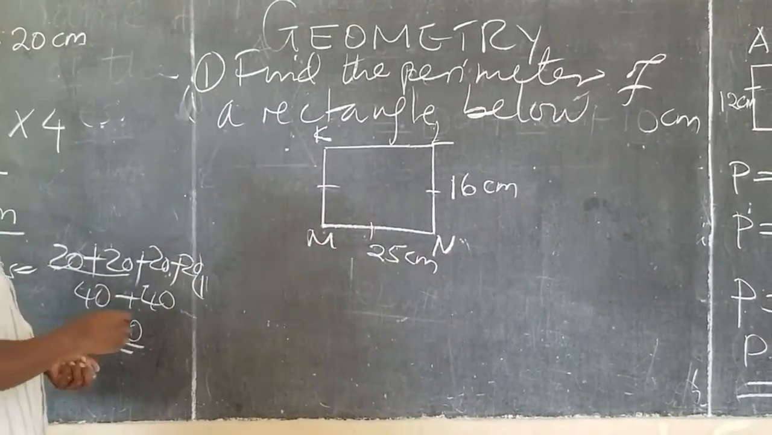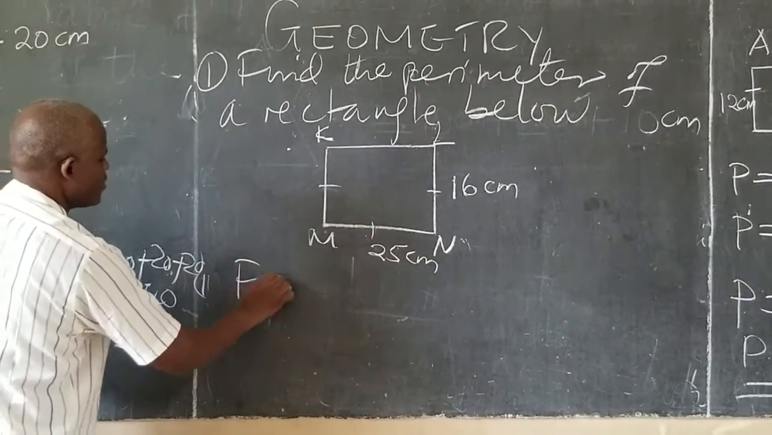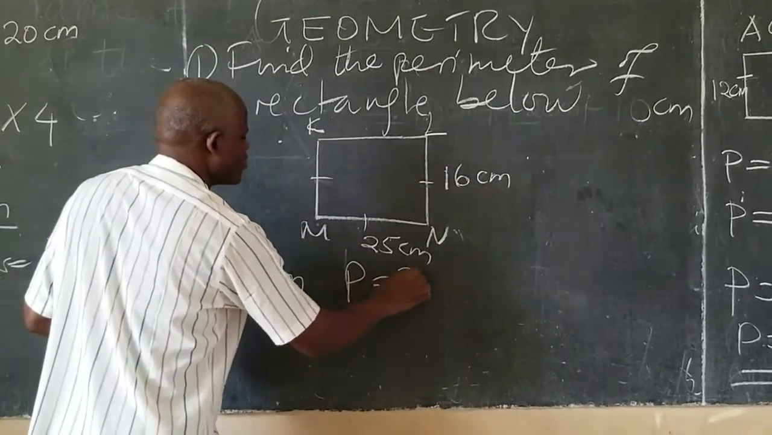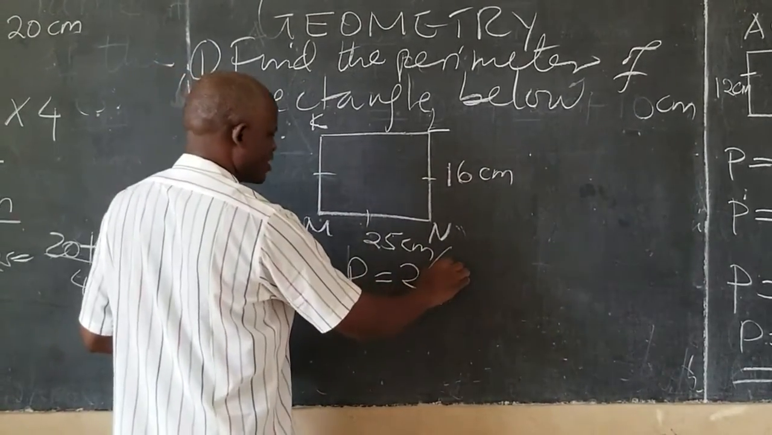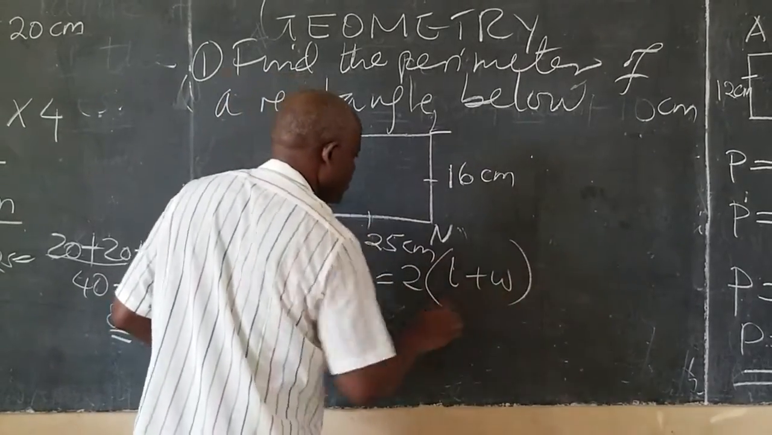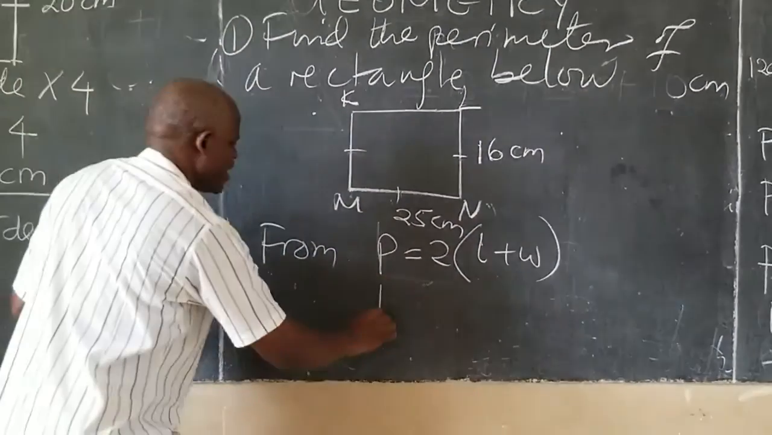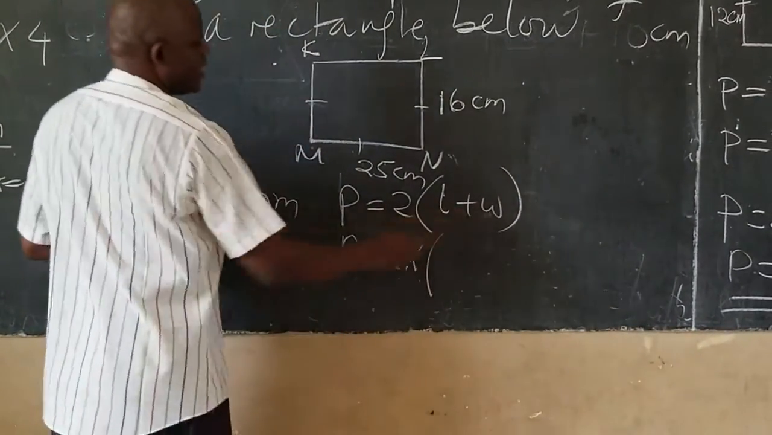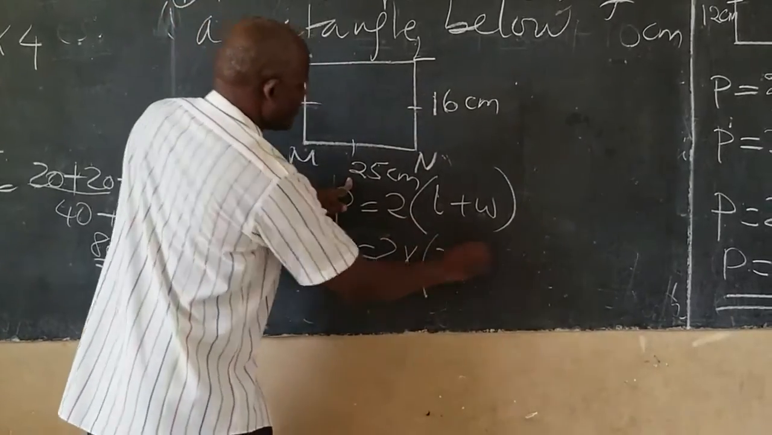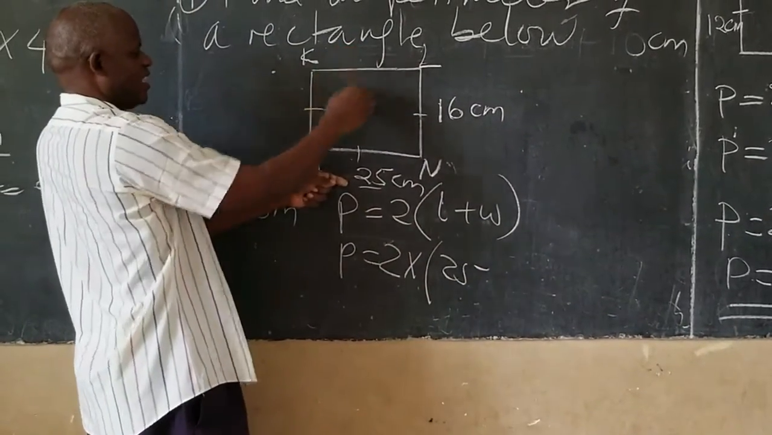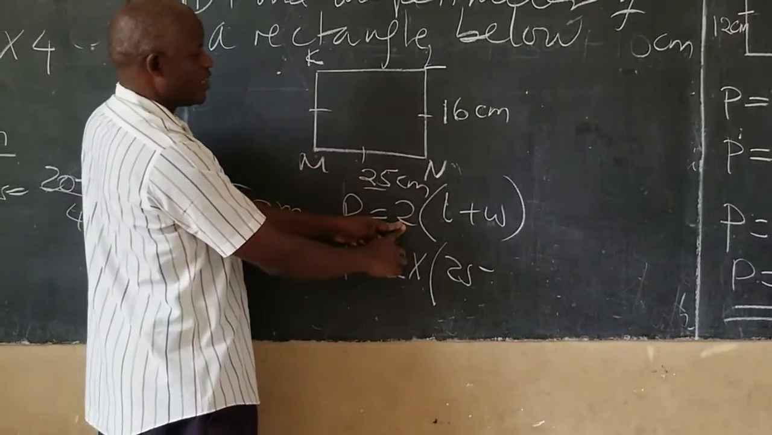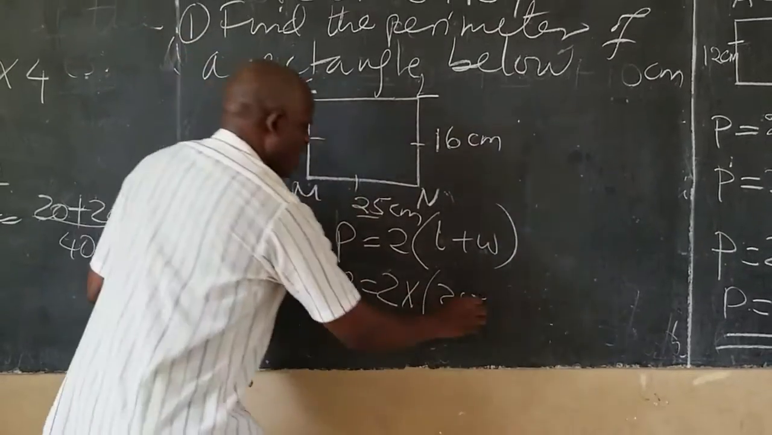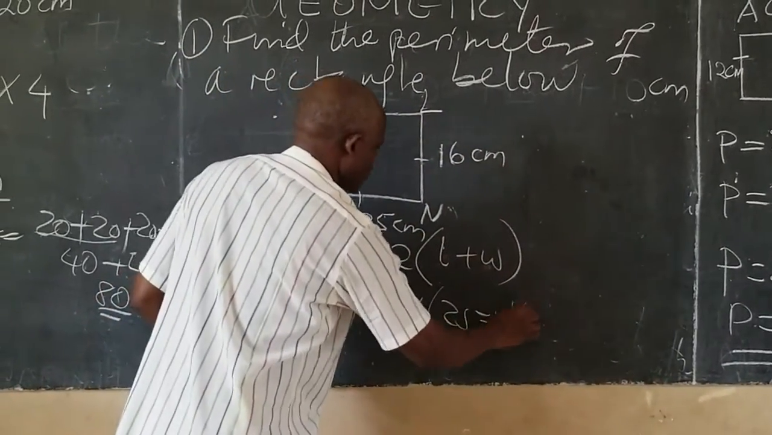Now remember from our formula that perimeter is equal to 2 brackets length plus width bracket. Now perimeter equals 2, here you have to multiply. Length is 25. Remember this length is equal to this. There are 2 lengths, that's why there is 2 here. And then there are 2 widths, that's why this is there. Now plus the width is 16.